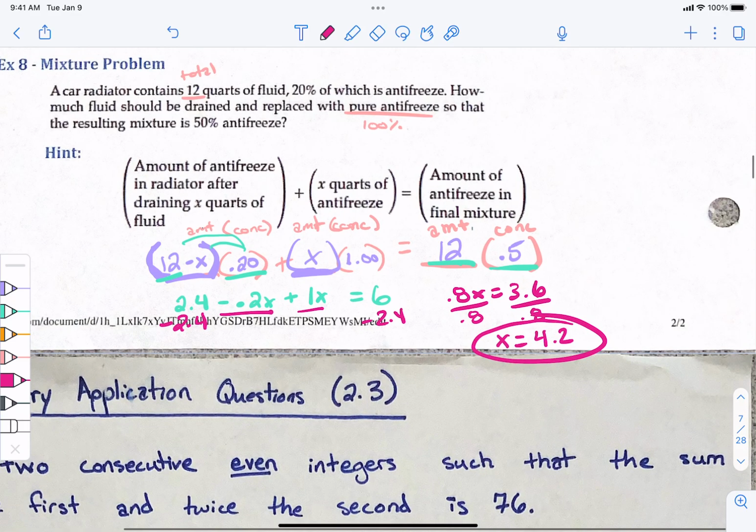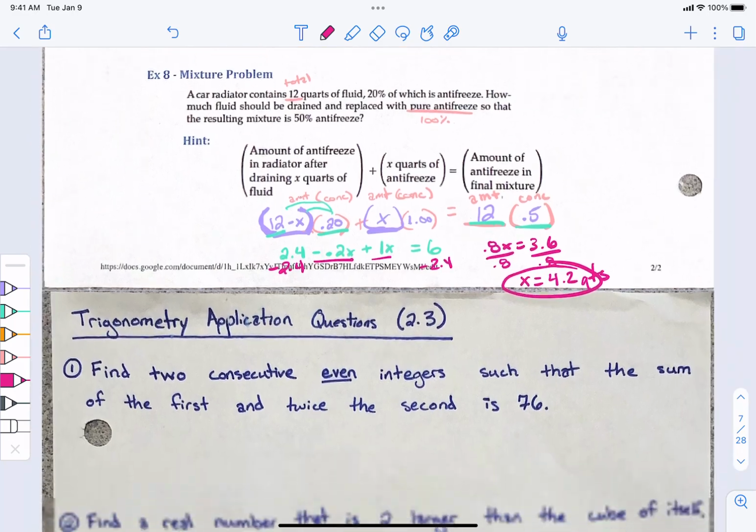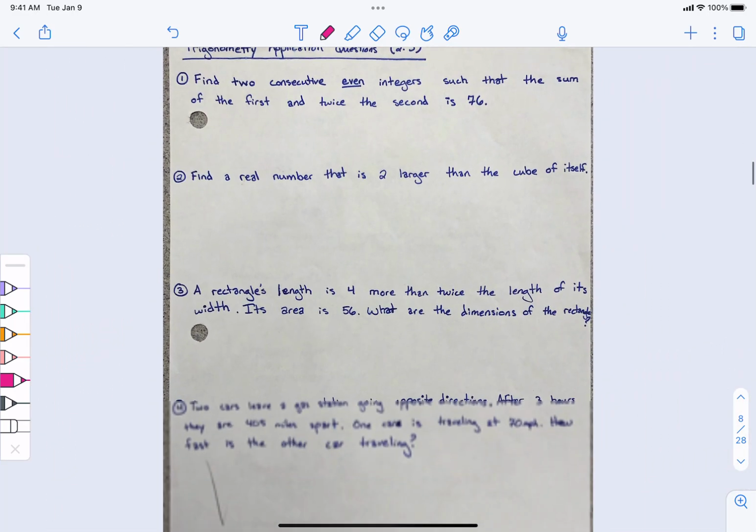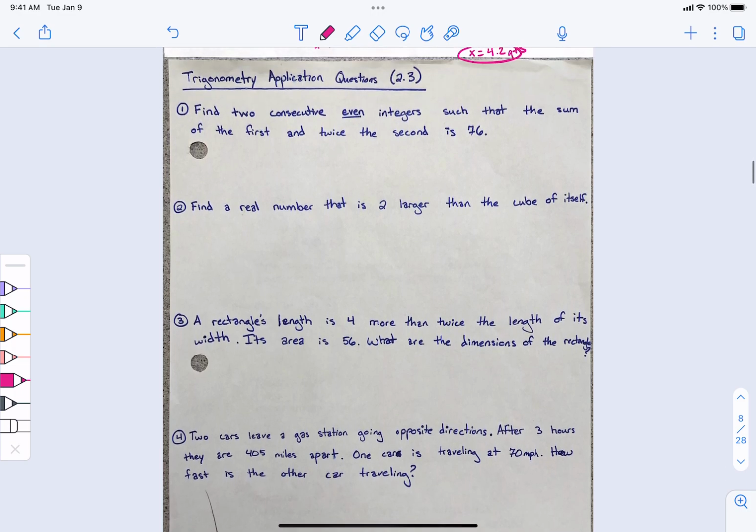What's that mean? Out of the 12 quarts, we're taking out 4.5 and putting back 100%. That wasn't too bad, right? Luckily, 1 through 4 are not too bad for your application questions.